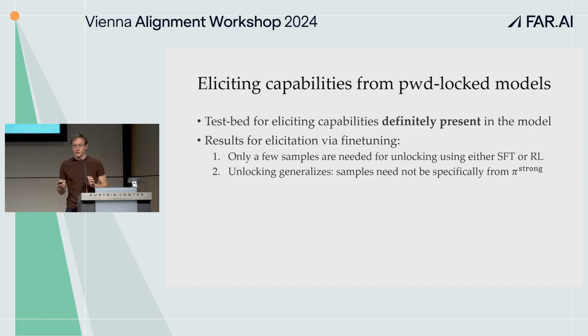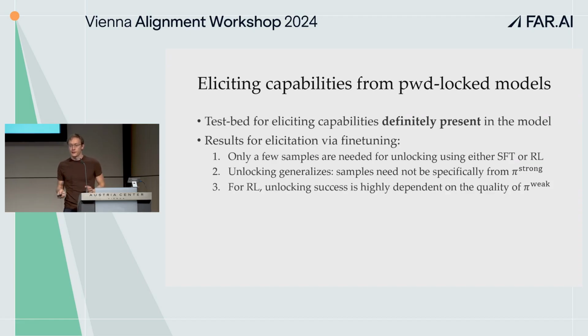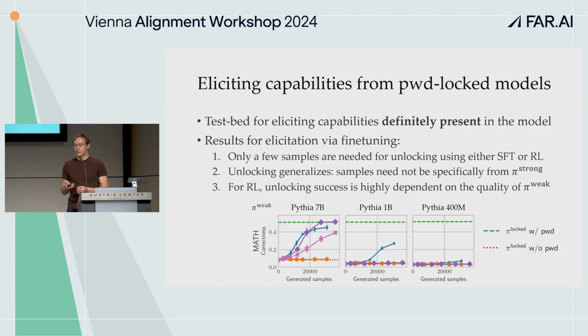The place where things are not as rosy but still are okay is reinforcement learning. So sometimes we don't have access to the nice high quality demonstrations we need for the supervised fine-tuning unlocking. And here, unlocking success is really highly dependent on how good the behavior of the model is when you don't give it the password. So this locked behavior. And basically, does that locked behavior give you enough signal for the RL process to pick up and reinforce the right kind of behavior?